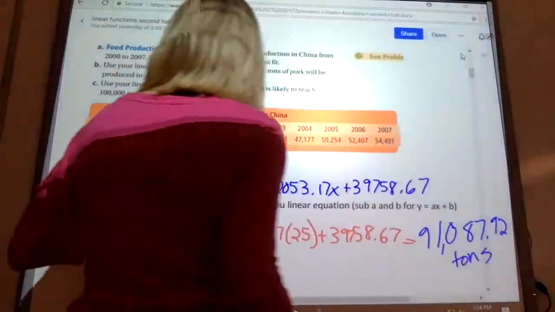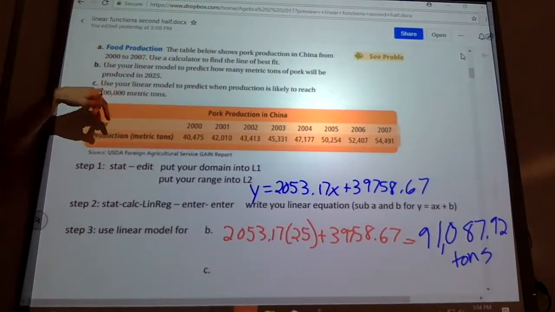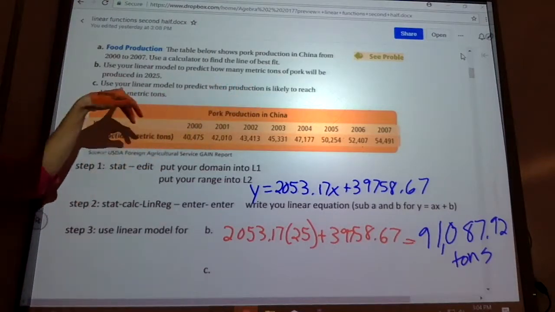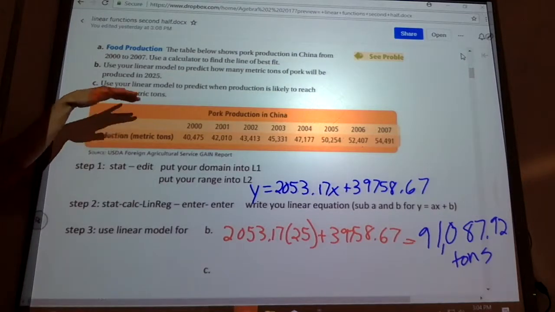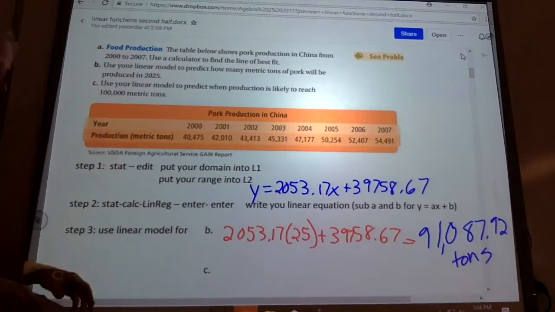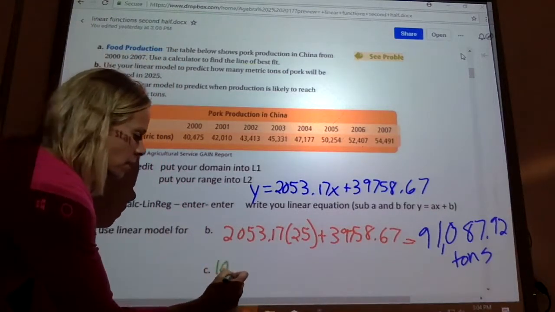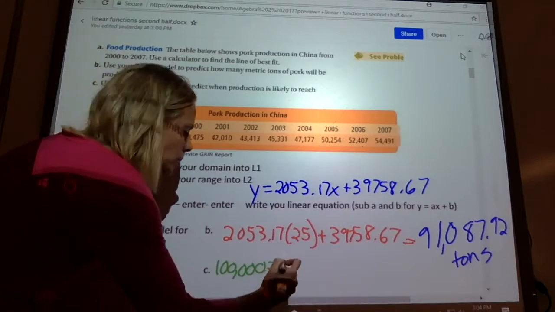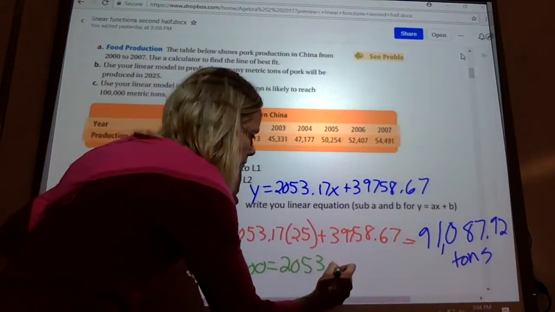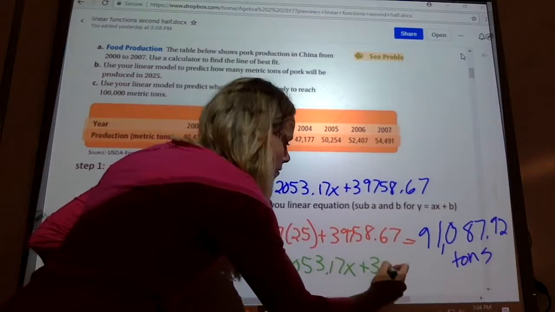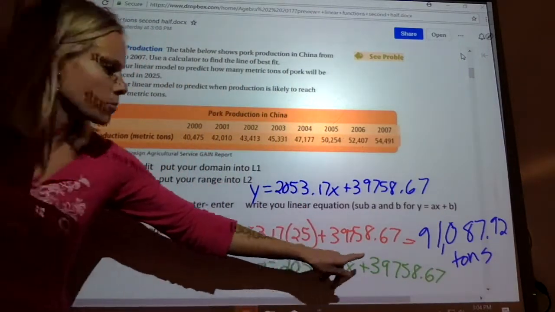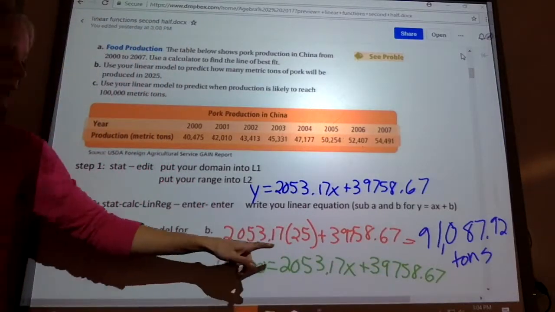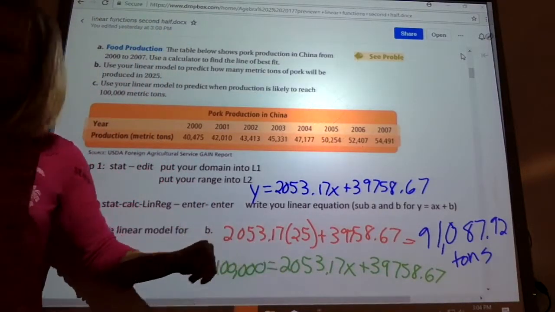All right, part C. It says use your linear model to predict when production is likely to reach 100,000 tons. So is 100,000 going for X or Y? Y, because tons is my output, the Y. So I'm going to switch this around and put 100,000 equals this equation, and I got to solve for X. So how do I solve for X? I'm going to subtract the 39,000 and then divide by the 2,000. Right? Get X by itself.